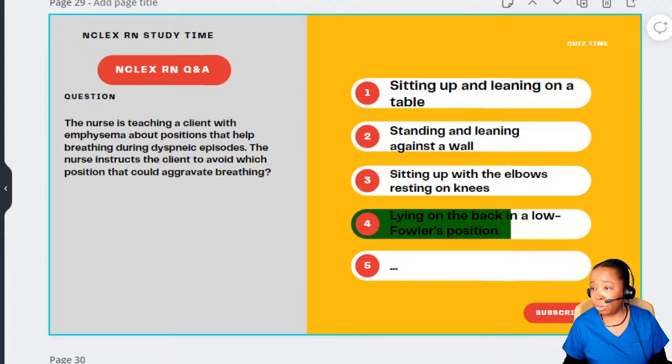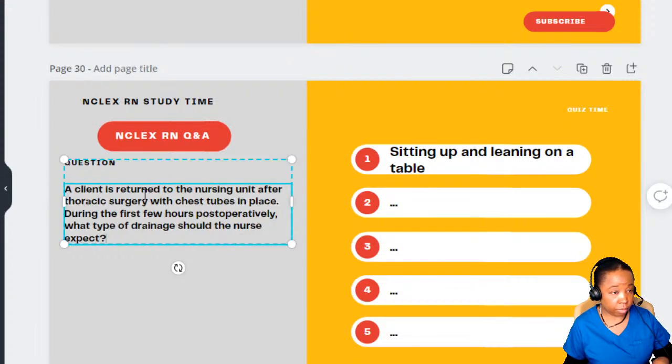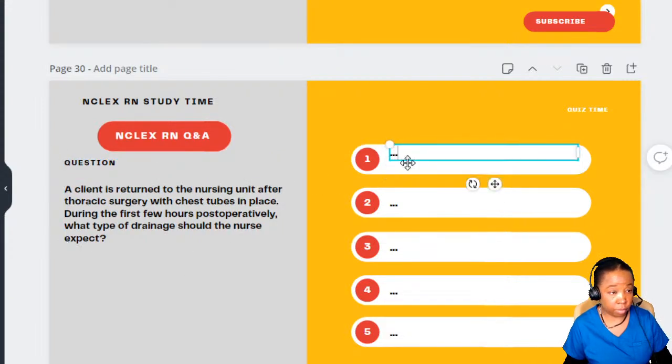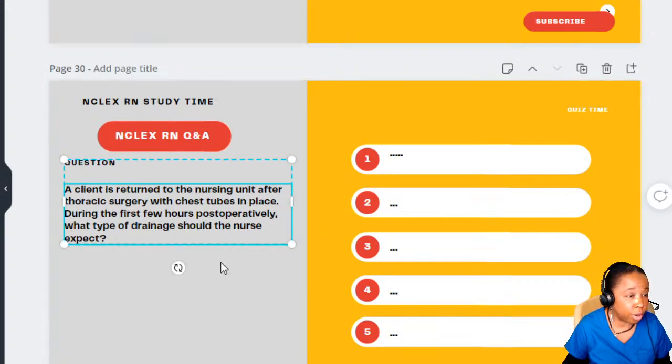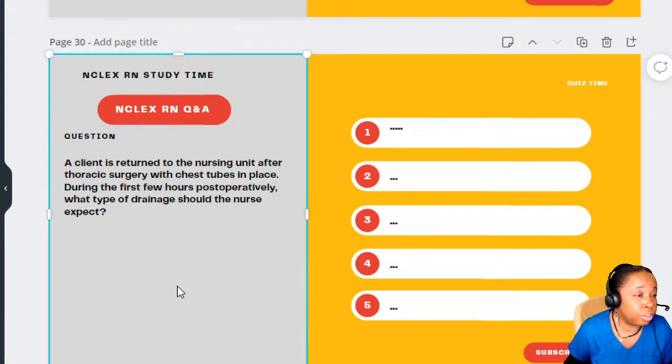Okay, let's do one more. We're going to do one more question, guys, and then we will come back after, okay? Okay, here's the last one. A client is returned to the nursing unit after thoracic surgery with a chest tube in place. During the first few hours post-operatively, what type of drainage should the nurse expect?